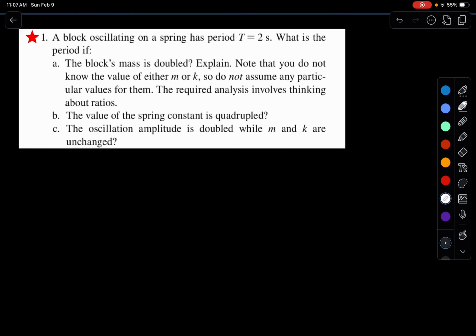A block oscillating on a spring has a period of 2 seconds. What is the period if A, the block's mass is doubled? So this question is really easy.